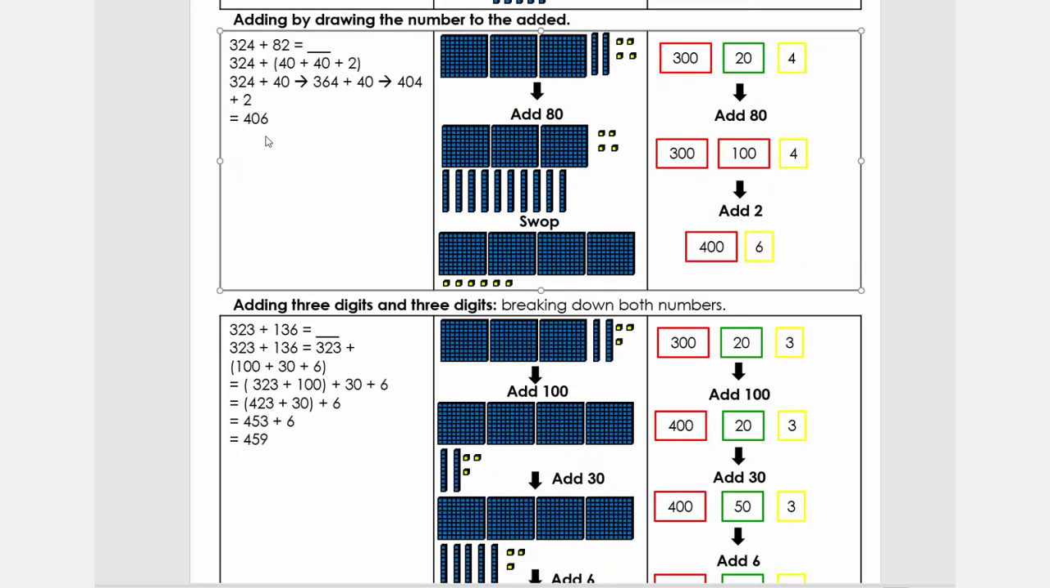Welcome back. So in the next example, we're going to take a 3-digit number and add a 2-digit number, but we're only going to break up the second number. Now, I just quickly want to show you the step that was before the one I showed you here. So it's 324 plus 80 plus 2. So what we do is it's the way we think. So in this case, here you can see we've got 324 plus 80 and a 2.